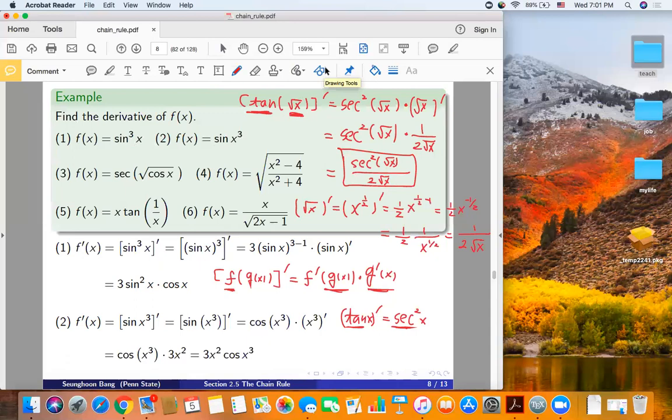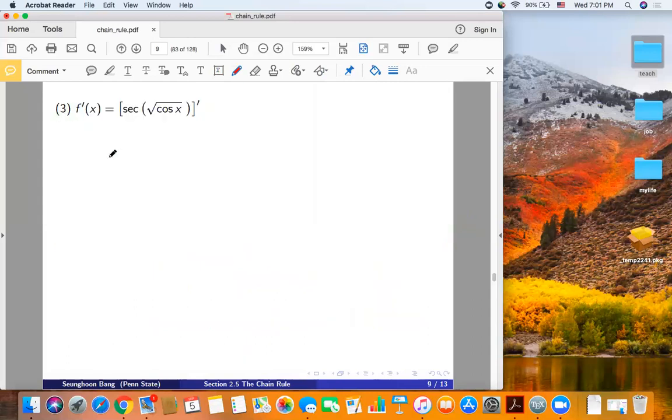So I'm going to give the next problem, the third one. You can try more problems together. F prime of x is secant of the square root of cosine of x, prime. How can you solve this? This is the same as what? So you have to use the same rule. What's that?